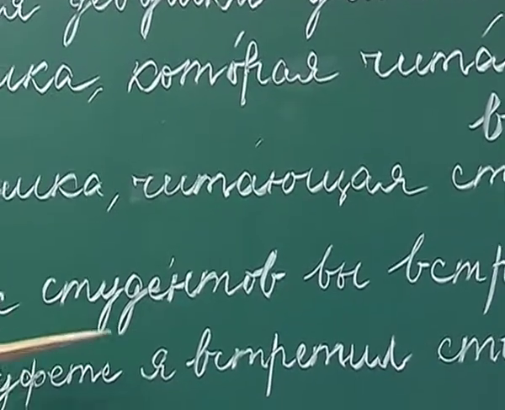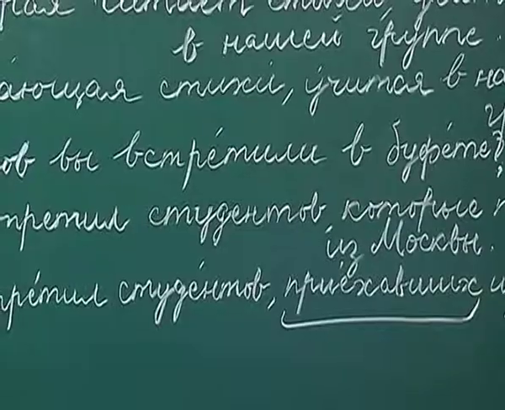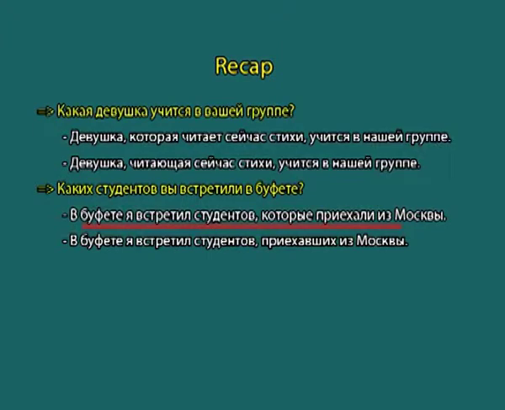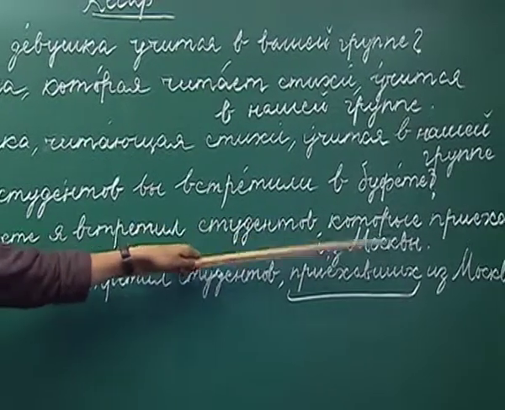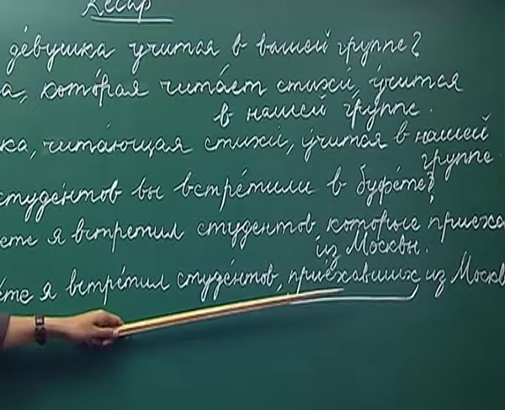The next is: Каких студентов вы встретили в буфете? Which students did you meet at the canteen? В буфете я встретил студентов, которые приехали из Москвы. So, at the canteen I met the students who came from Moscow. Or we can use a participle.